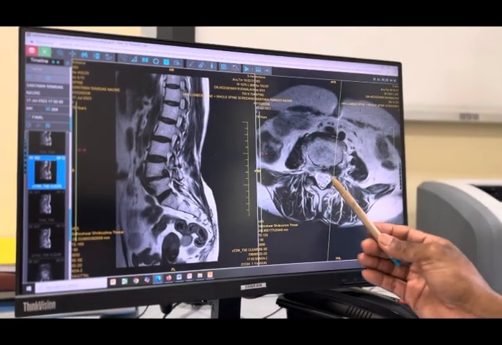So if there is a foraminal or extraforaminal disc, in such cases the block should be given at the same level. That means if it is a L4-5 foraminal disc or extraforaminal disc, then block should be given below the L4 pedicle, so that drug will reach to the affected root which is a L4 root.